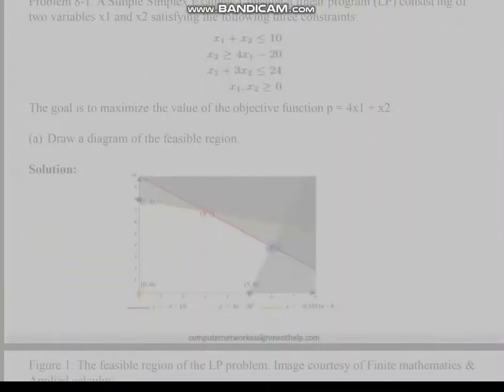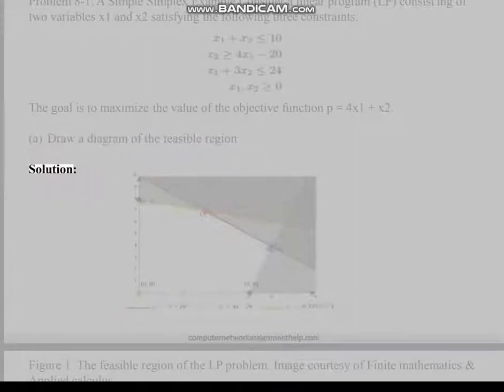Problem 8-1. A simple simplex example. Consider a linear program, LP, consisting of two variables x1 and x2 satisfying the following three constraints. The goal is to maximize the value of the objective function p = 4x1 + x2. A. Draw a diagram of the feasible region.